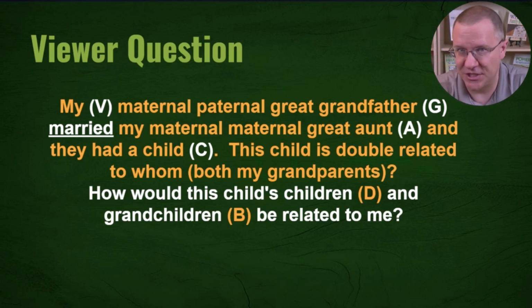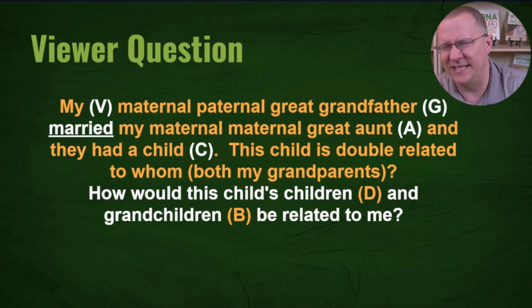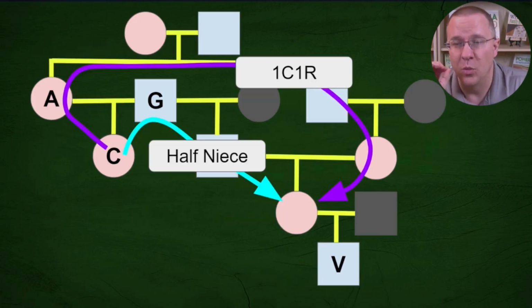The children of this child, C, we'll label D, and the grandchildren, we'll label B because we've already used G for this great-grandfather. We have these two relationships initially to the mother. So what we need to do first is figure out the relationships to V.